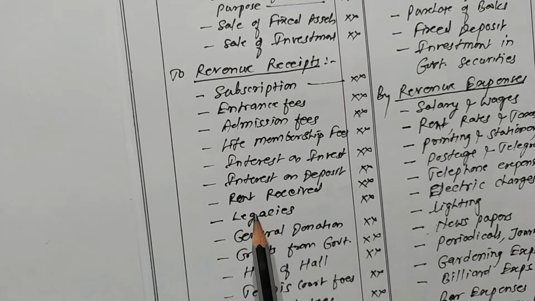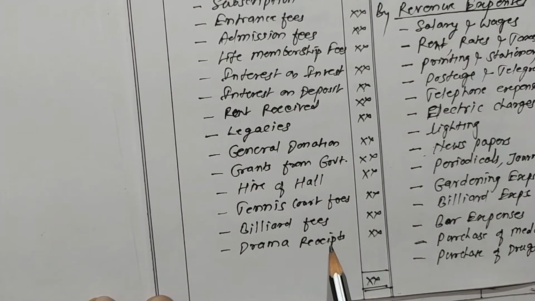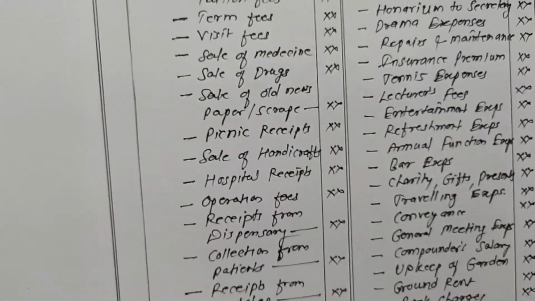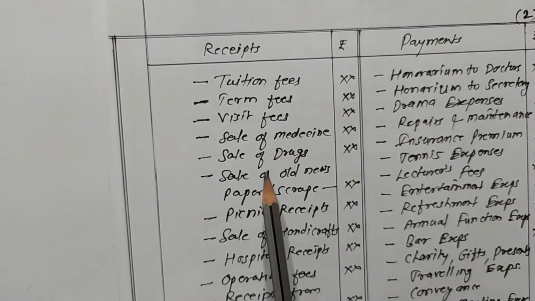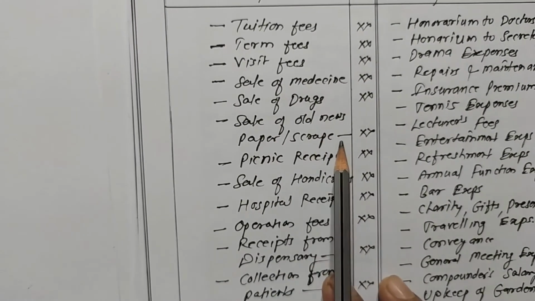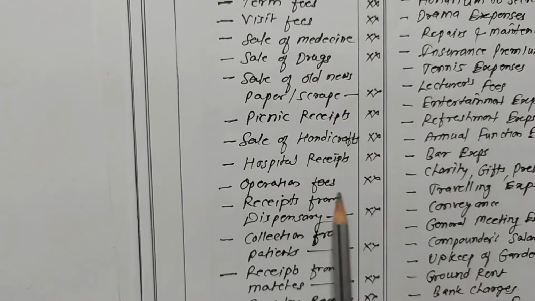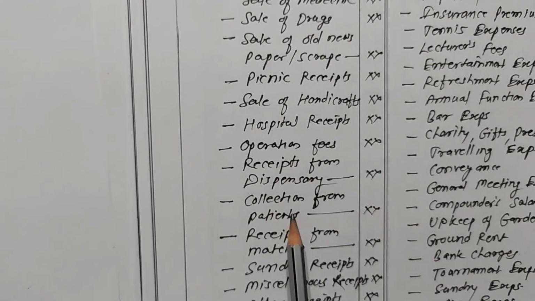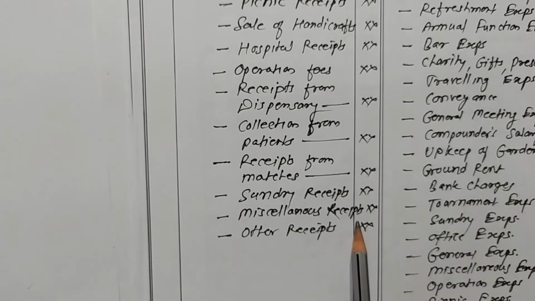investment, interest on deposit, rent received, legacies, general donation, grants from government, hire of hall, meaning rent of hall, tennis court fees, billiard fees, drama receipts, tuition fees receipts, term fees receipts, visit fees receipts, sale of medicine, sale of drugs, sale of old newspapers and scraps, picnic receipts, sale of handicrafts, hospital receipts, operation fees, receipt from dispensary, collection from patients, receipt from matches, sundry receipts, miscellaneous receipts, and other receipts.